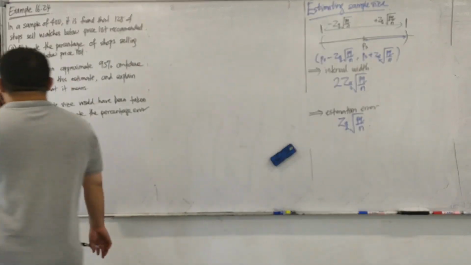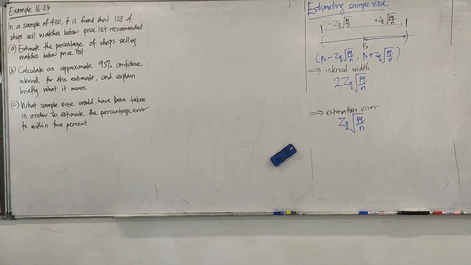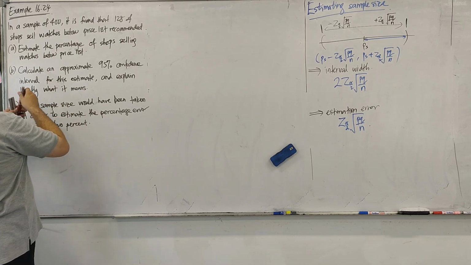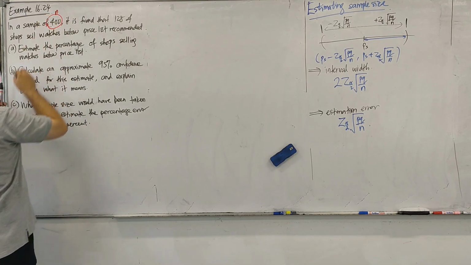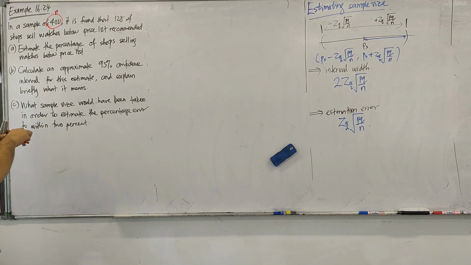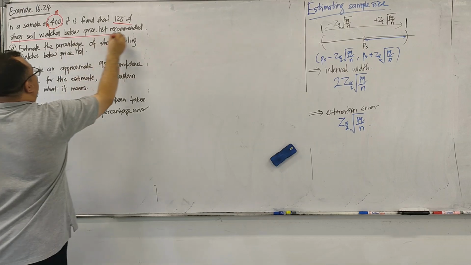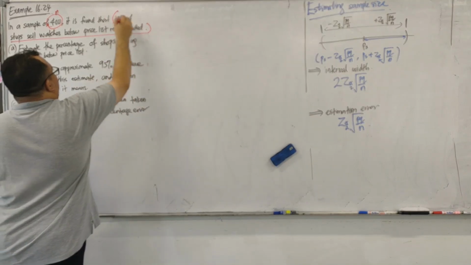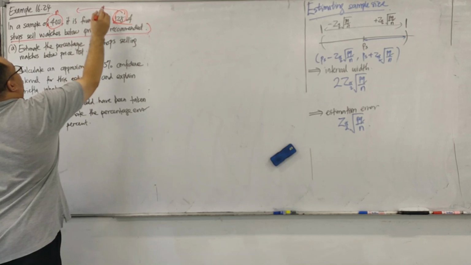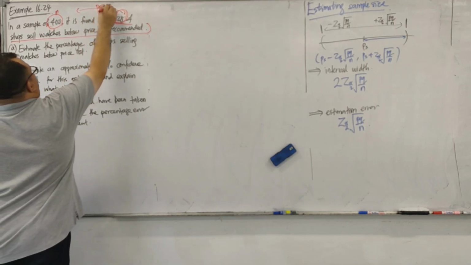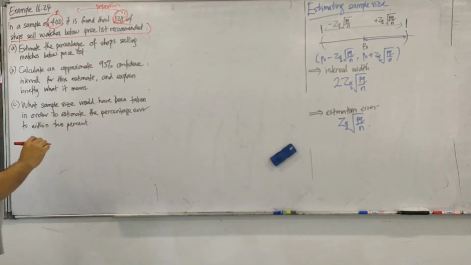Okay, let's look at example 16.24. Example 16.24. In a sample of 400. So here, saya dah dapat saya punya N. It is found that 128 of shops sell watches below price list recommended. So this 128 will contribute kepada proportion later on. Okay. Estimate the percentage of shops selling watches below price list.